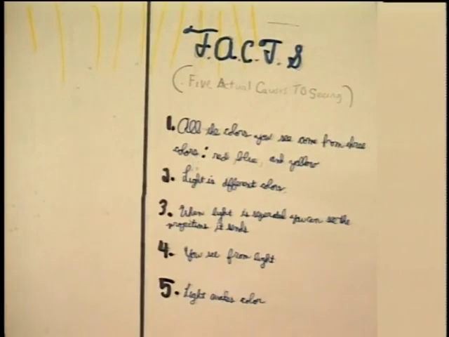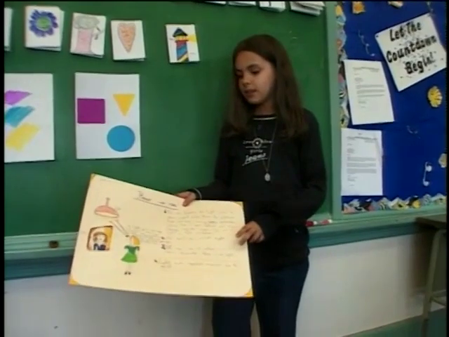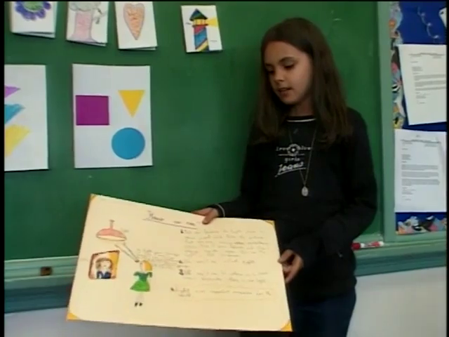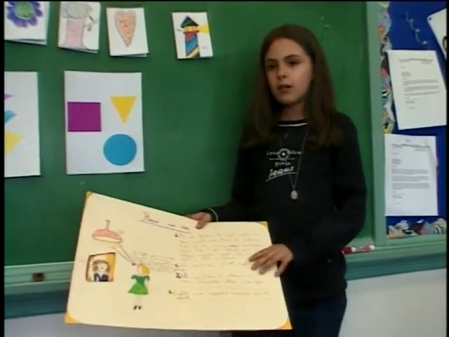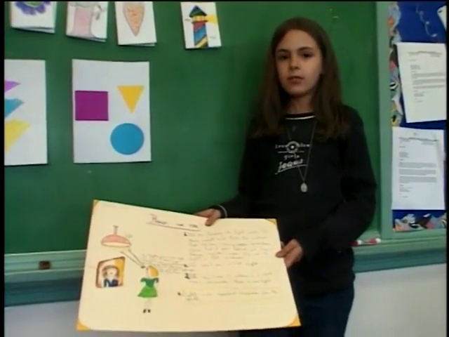All the colors you see come from 3 colors: red, blue, and yellow. Number 2 is light is a different color. Number 4 is you see from light. Number 5 is light makes colors. The light enters our eyes, but it doesn't enter correctly. The picture that we are seeing enters upside down, and then it goes into our head, and then it flips again correctly, and so we can see.